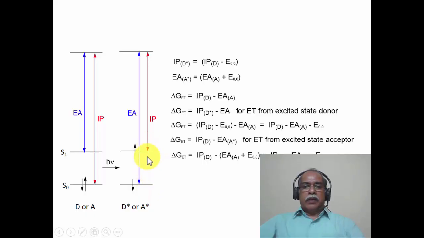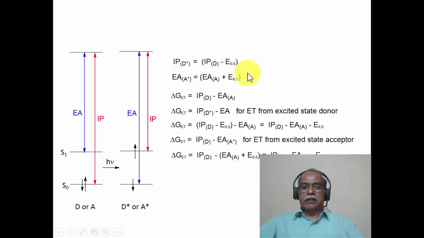So this expression can be easily understood if you follow this diagram. Similarly, the electron affinity of the excited state molecule is the electron affinity in the ground state plus the E00 value, which is this particular gap, that corresponds to the electron affinity in the excited state. So the electron affinity is higher in the excited state, the ionization potential is lower in the excited state of a molecule, which makes it a better donor as well as a better acceptor.